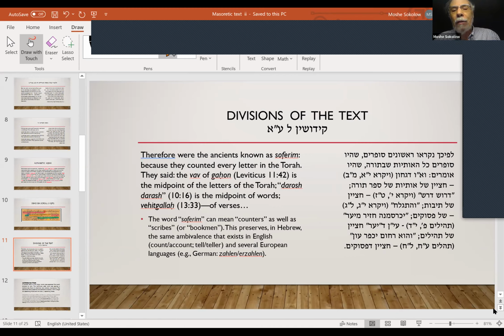So first of all, we have a Talmudic passage that tells us "Lefichach nikra'u rishonim soferim," that if you want to know why some of the ancients were called sofrim, the answer is shahayu soferim kol ha'otiyot shebatorah. Now, bear in mind, you see the little notation on the bottom of the left-hand side of the text. The word sofrim can mean counters as well as scribes, okay?